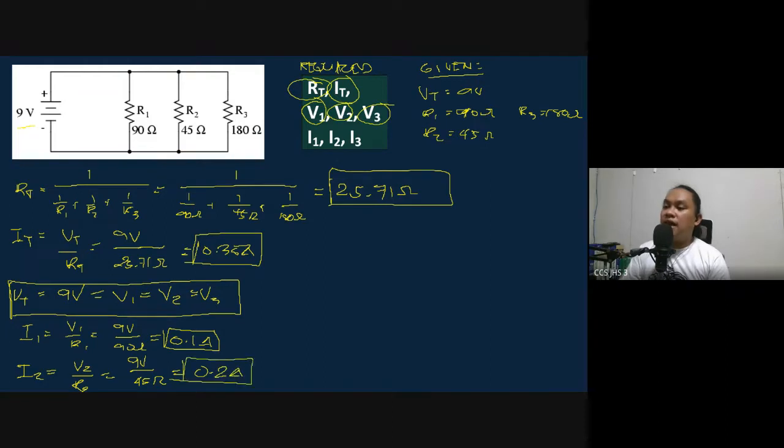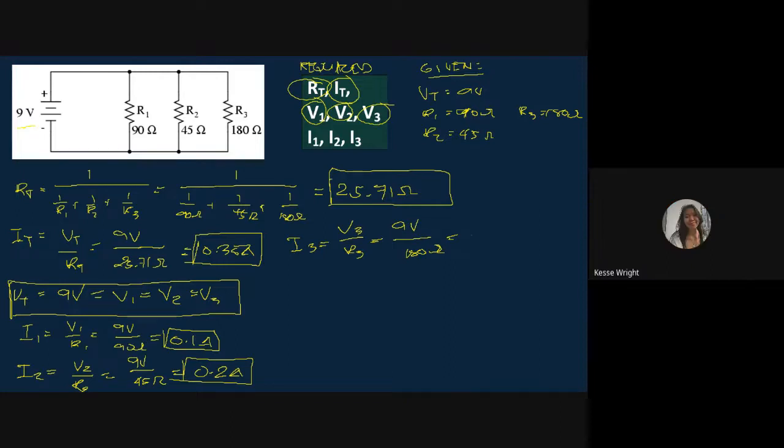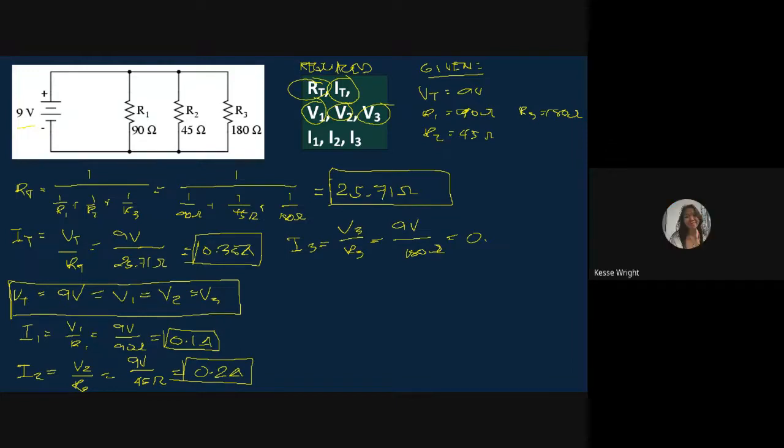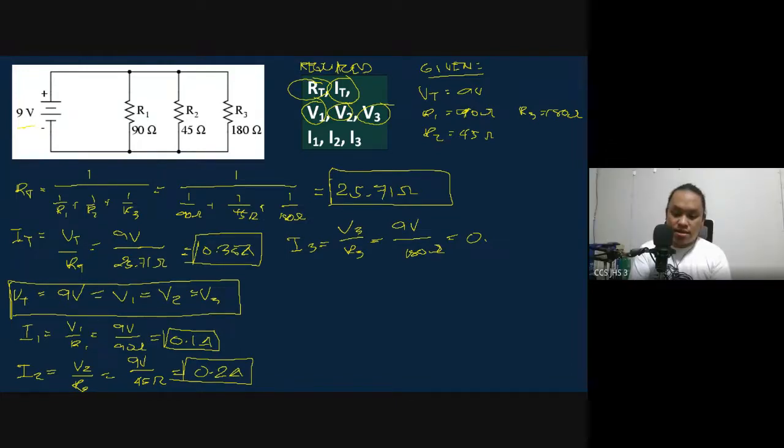Then lastly, let's solve for I sub 3. Same formula: V sub 3 over R sub 3 is equal to 9 volts over 108 ohms. What's the value of our I sub 3? 0.05. Okay, 0.05 ampere. We are now done with the missing parameters.